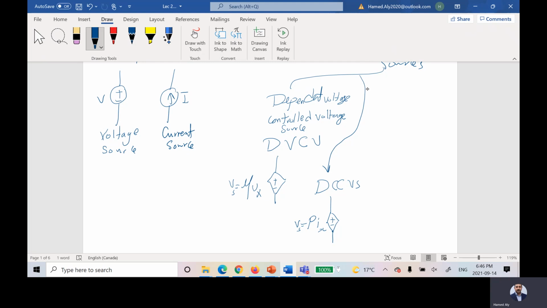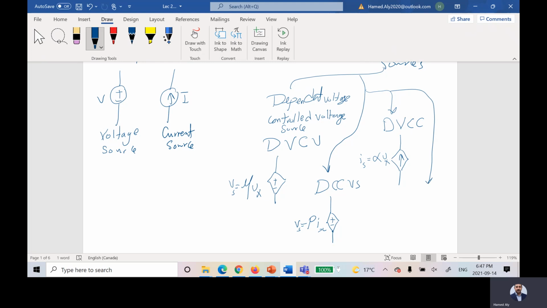The third type for dependent sources is dependent voltage controlled current source. So this guy is something like that. This guy is a current source, but it is depending on voltage for a specific branch. So it should be written like, for example, IS equals alpha, which is a constant, multiplied by Vx.